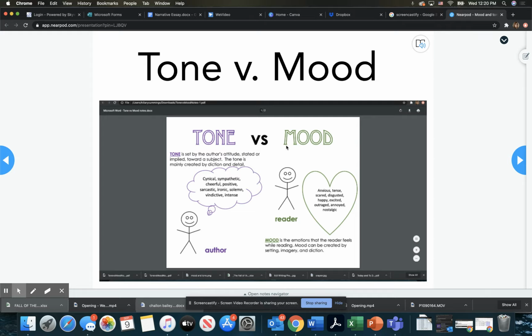So if you look at our text, The Fall of the House of Usher, you'll notice there's a lot of diction and details that create a mood. I want to open by reading you just this first sentence from the story. This is on page 13.